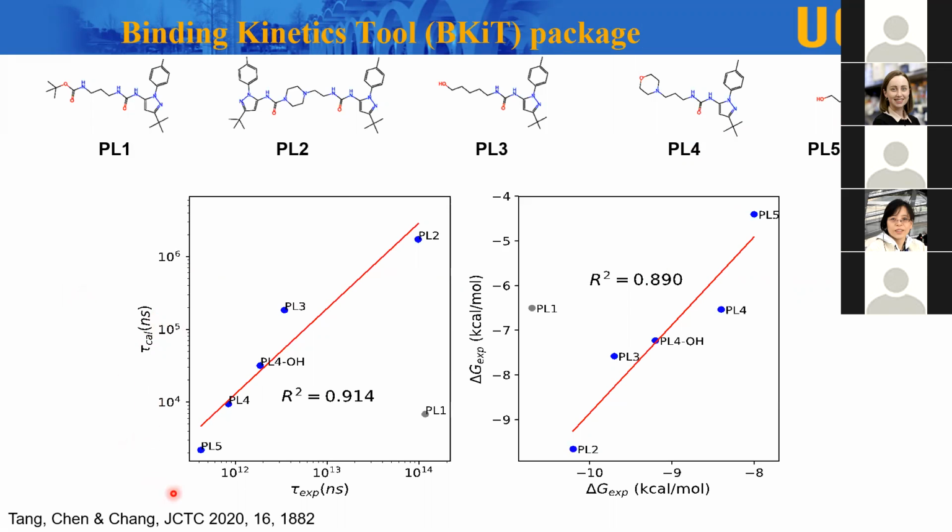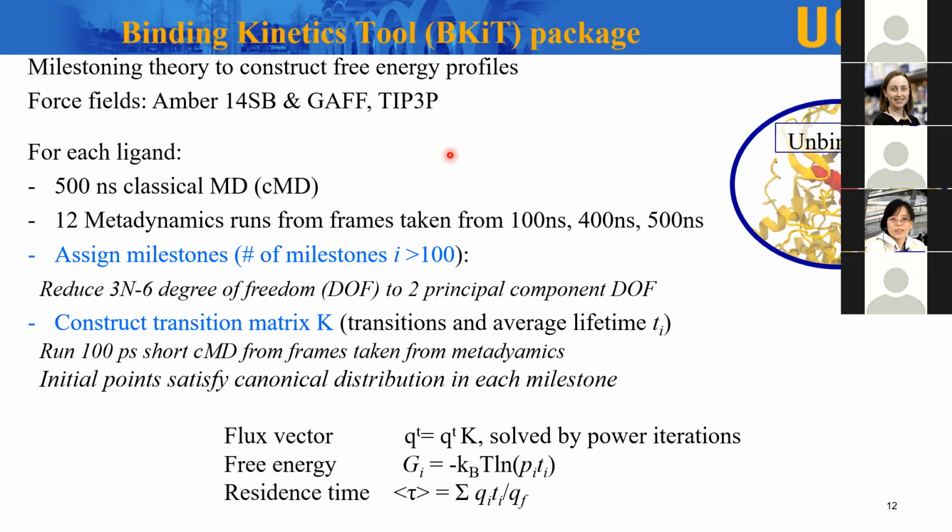And before we move on, this is the validation for our calculation. The y-axis is from calculation. This is the binding residence time, and this is free energy. So this is experiment. Except for the one outlier, the trend actually holds very well. So we're confident that the calculation is doing a good job, so we use this method for the design. First, a little bit more about the details of this package.